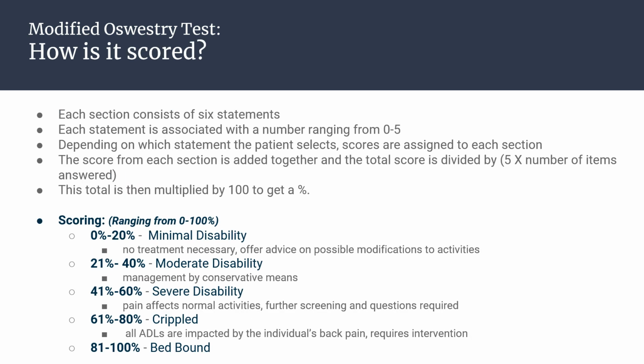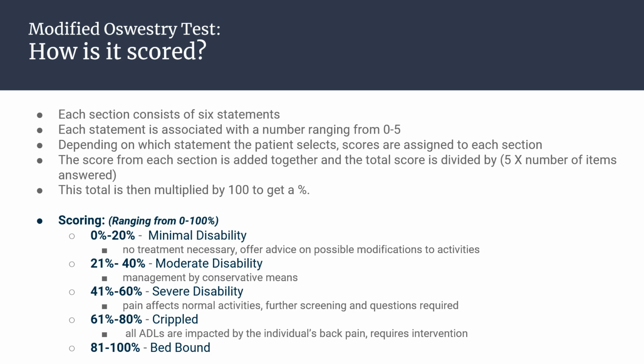Next, how is it scored? Each section consists of 6 statements. Each statement is associated with a number ranging from 0 to 5. Depending on which statement the patient selects, scores are assigned to each section. The score from each section is added together, and the total score is divided by 5 times the number of items answered. This total is then multiplied by 100 to get a percentage.